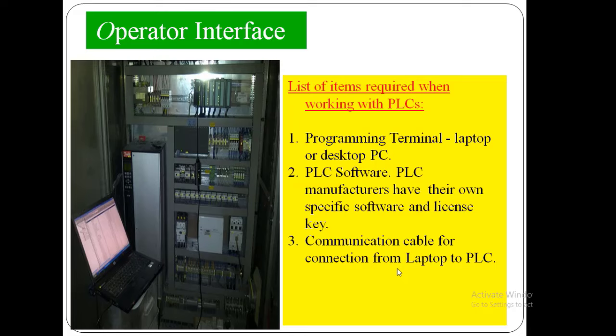Items required when working with PLC. We require different kinds of things when we are working with PLCs. First of all, we need a laptop or a computer on which we will make a program for the PLC. And programming software: every PLC has its own software. Mitsubishi has its own software, Siemens has its own software, Fatek has its own software. Every PLC has its own specific software, therefore you need to have that specific software too. A communication cable for the PLC is used to transfer the program from your PC to your PLC. Therefore, a communication cable is also a very necessary thing.